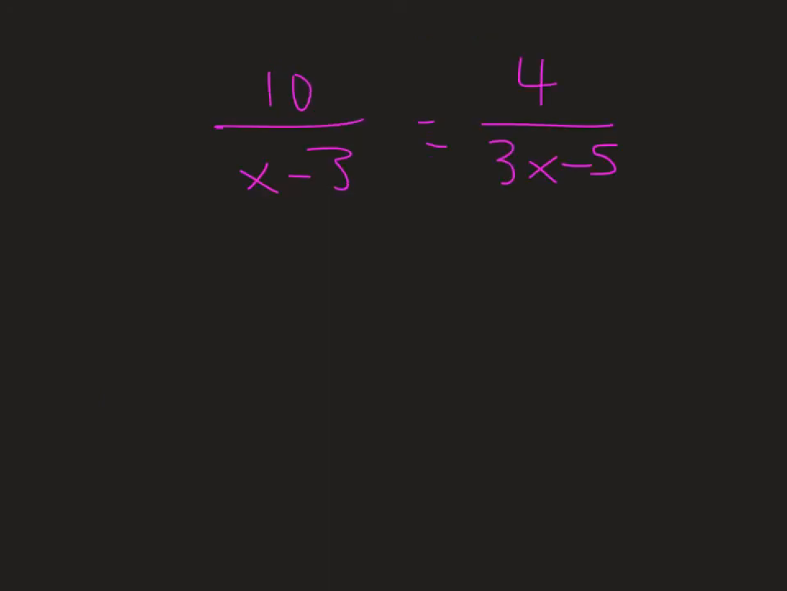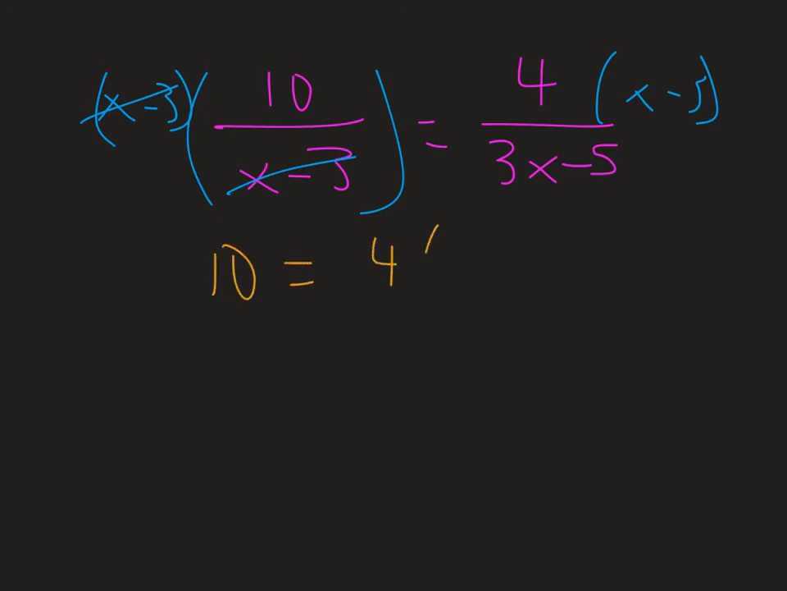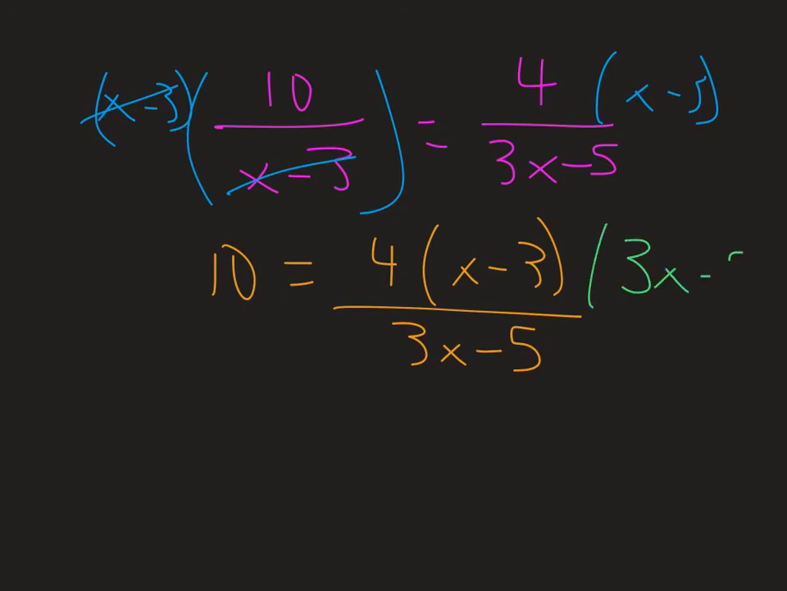All right, now we have our expressions on the bottom. So let's take care of this x minus 3. And let's put the x minus 3 here. So those are going to cancel out. And then we're going to have 10 on the left and 4x minus 3 over 3x minus 5. And now let's take care of that 3x minus 5 by putting it up here. Those will again cancel, and put my 3x minus 5 over here.